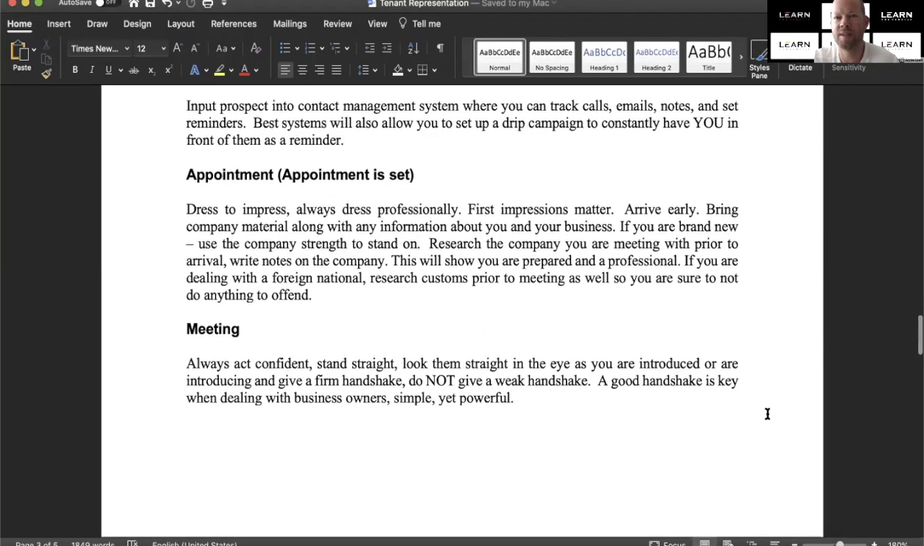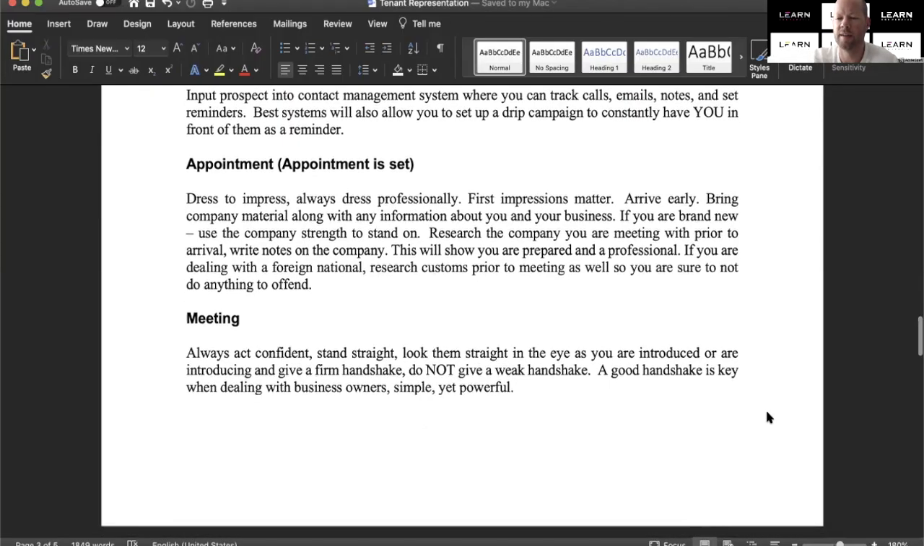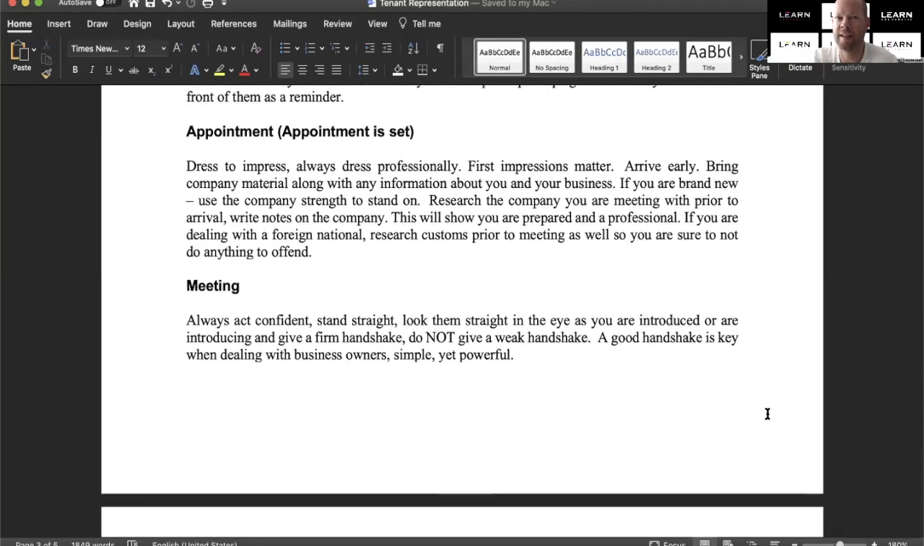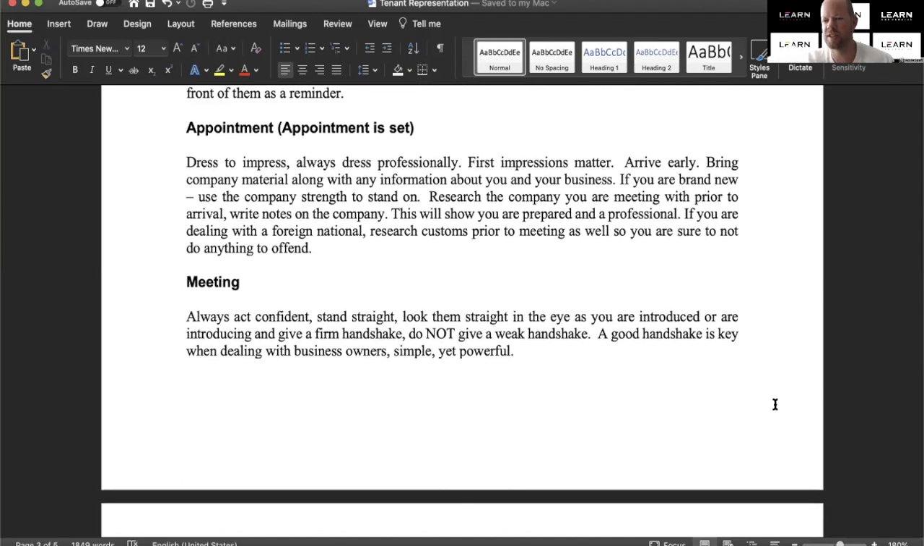All right, the meeting. Always act confident, stand straight, look them straight in the eye as you're introduced or are introducing and give a firm handshake. Do not give a weak handshake. Nobody likes the weak handshake. I don't care who you are. Older, younger, man, woman, give a firm handshake. Nobody likes the fish handshake. It's just awful. Don't do it. A good handshake is key when dealing with business owners. Simple, yet powerful.